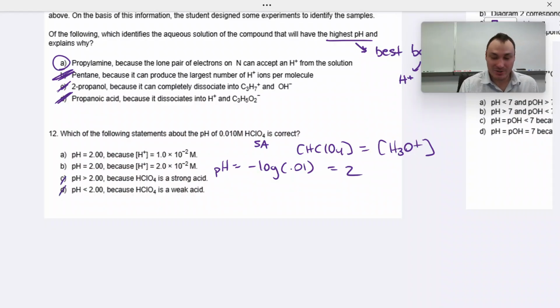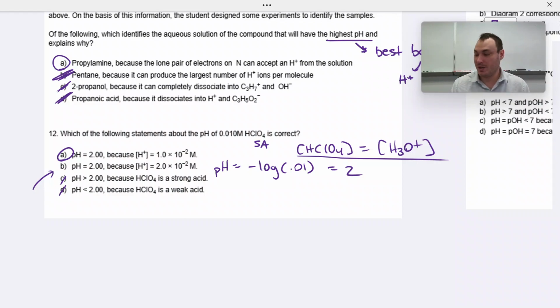And the reason the pH is equal to 2 is because the concentration of H plus is just the concentration of the strong acid, which is A. The other option does not make mathematical sense. If you do 2 times 10 to the negative second, you won't get a pH of 2. You get a pH of under 2 if you plug that into your calculator. Just for fun, negative log of 0.02 is equal to 1.7.